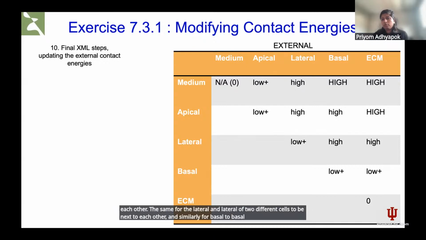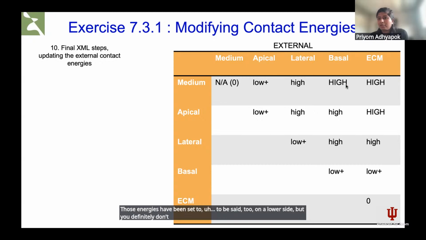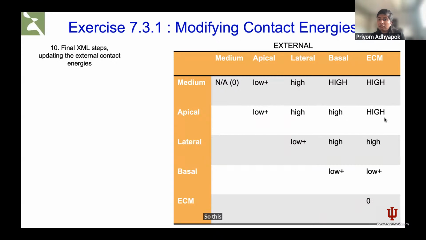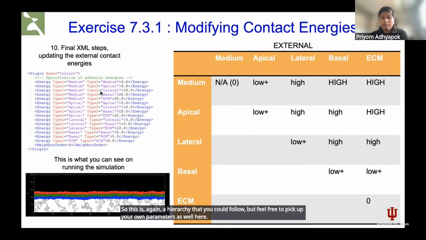So all of those across these cells, those energies have been set on a lower side, but you definitely don't want the basal side of the cell exposed to the medium. So you want that contact energy to be super high, or you don't want that apical side to come back and be close to the ECM. So that contact energy has been set as high. This is again a hierarchy that you could follow, but feel free to pick up your own parameters as well. Here, this is what I have.